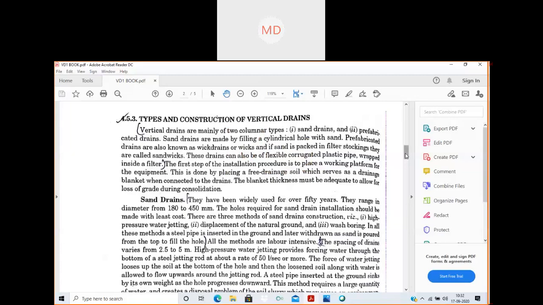Now let us see what a sand drain is and how they are installed. And I must say that the sand drain is the first type, the oldest type of vertical drain. Later on, with the development of technology, the prefabricated drain was made. Sand drains are made by filling a cylindrical hole with sand. Prefabricated drains are also known as wick drains or wicks, and if sand is packed in a filter stocking, they are called sand wicks. Okay. So these are very simple. If you go through, you can understand very well.